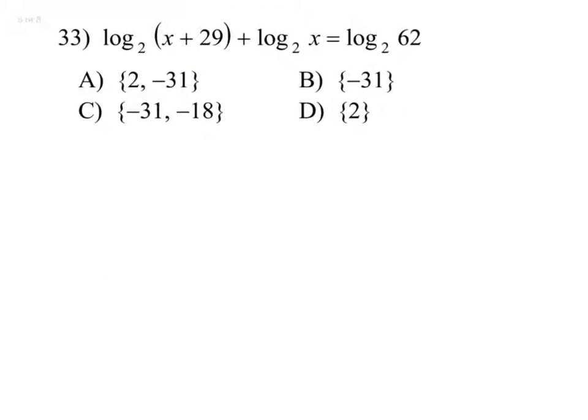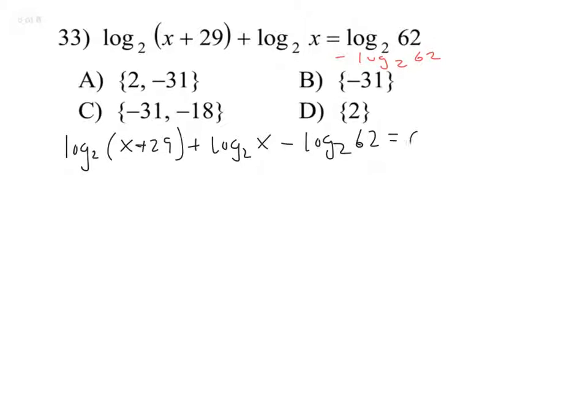And our last one is a little bit more complicated. We're going to need to use the properties of logs again. Notice I have log in 3 spots, so what I'm going to do is condense them all into one place. So I'm going to minus log base 2 on 62. Then I get log base 2 on x plus 29 plus log base 2 on x minus log base 2 on 62 equals 0.